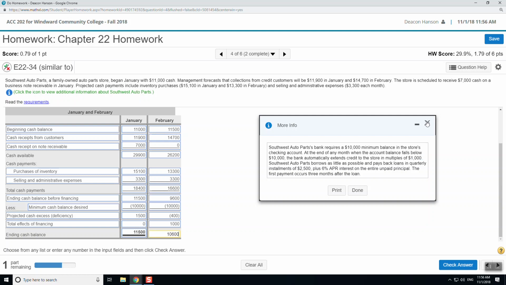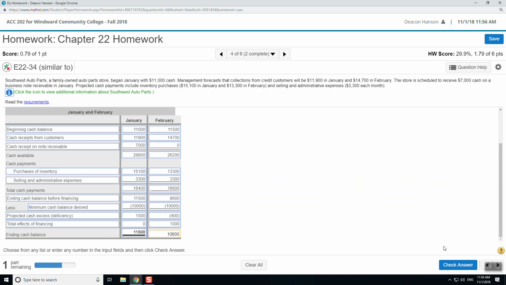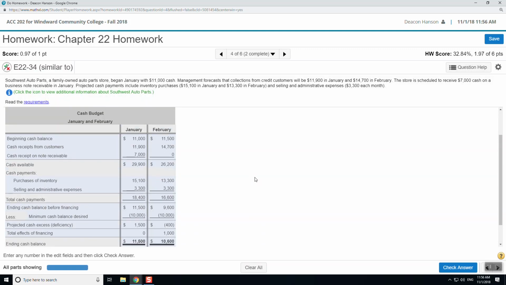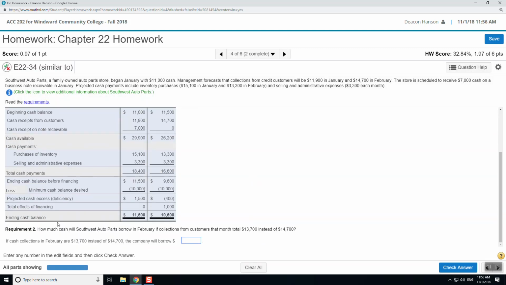So let's hope our labeling is correct. Oh, we got it. Great. So it's not a hard problem. It's just we got to make sure we label correctly. Make sure that we don't use the 10,000 as an actual part of the cash balance. The 10,000 is just a gauge to check whether we're at the amount we need to be.